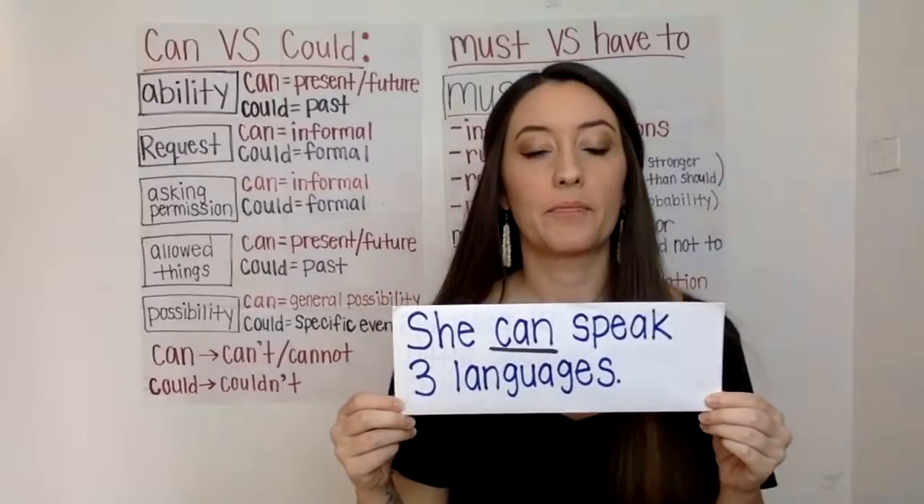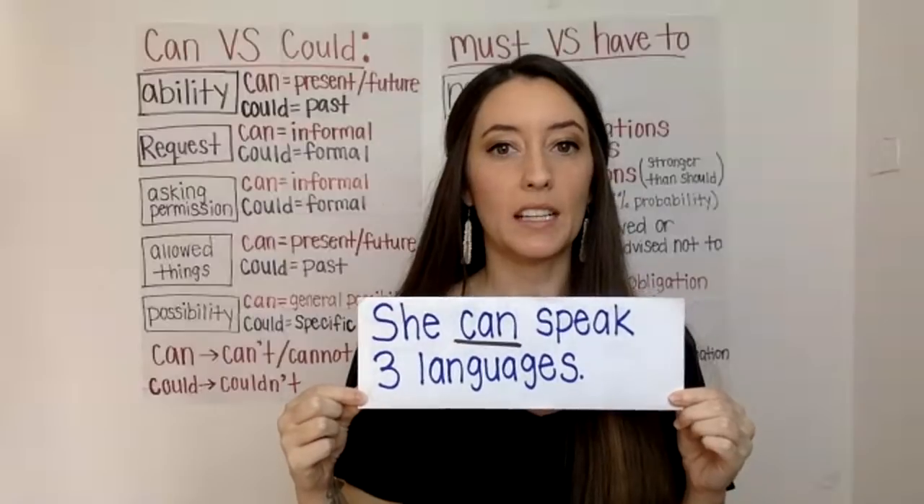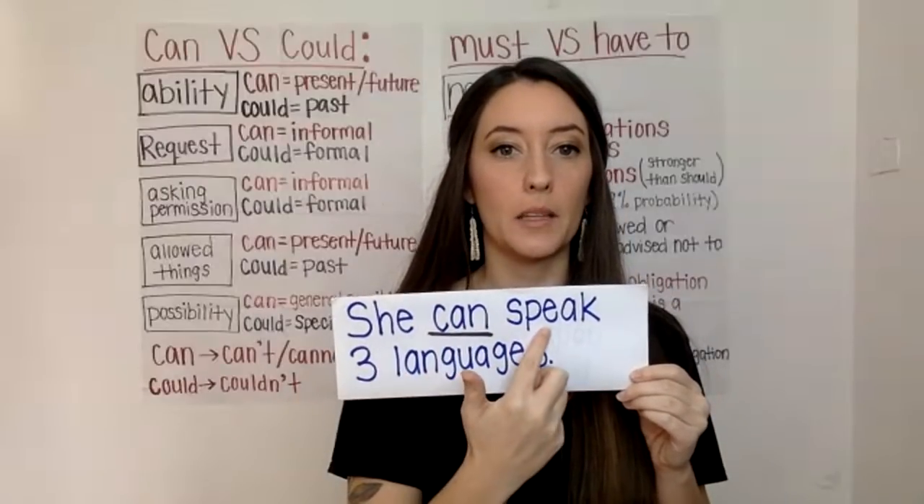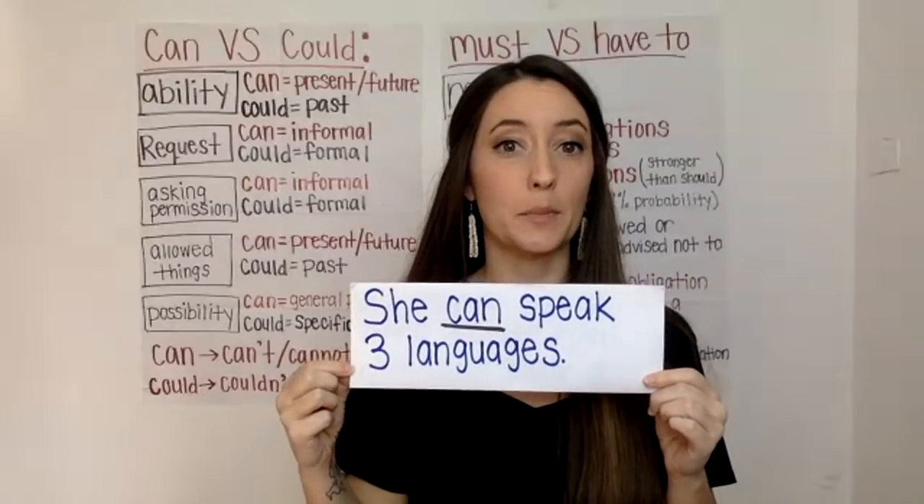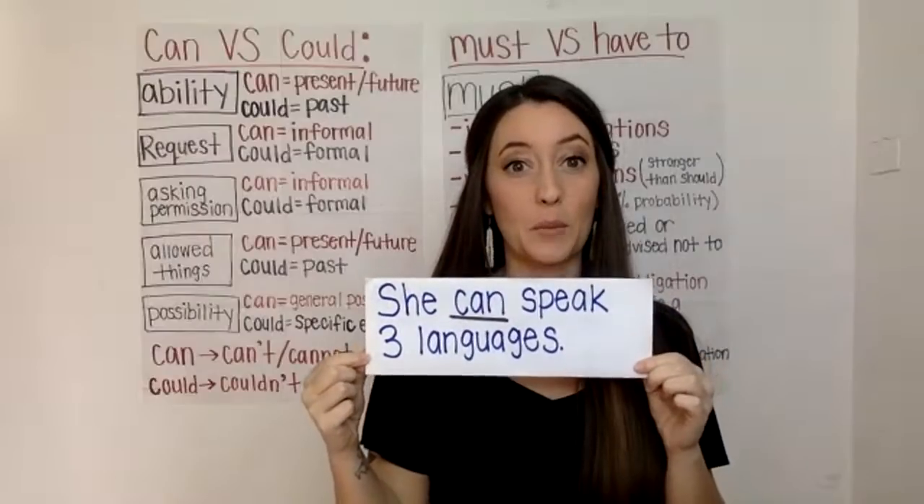So can. She can speak three languages. She can speak three languages. This is a present tense sentence, and as you can see, can is followed by the base form of the verb speak. This is an ability she has, something that she is able to do.